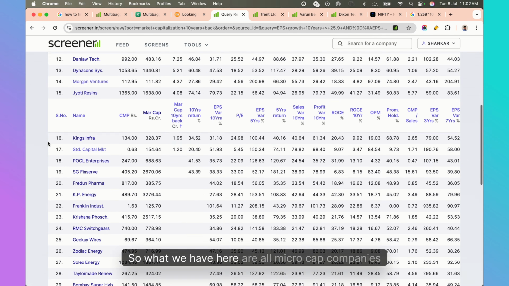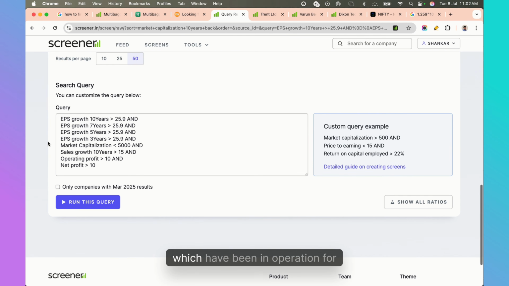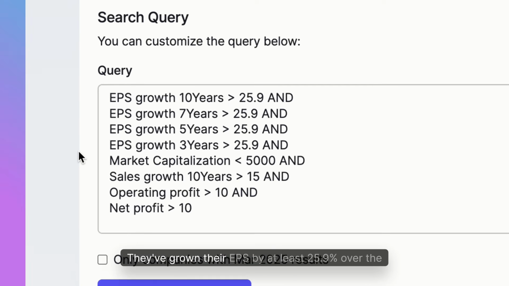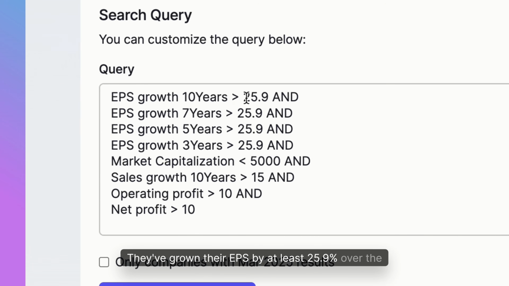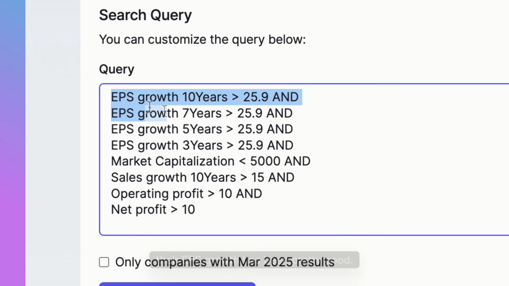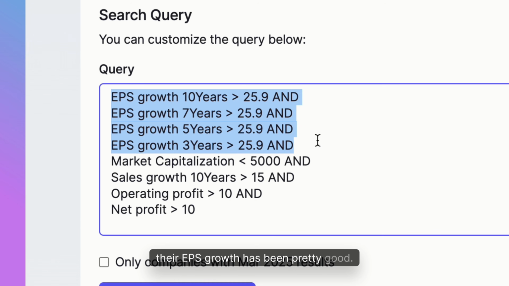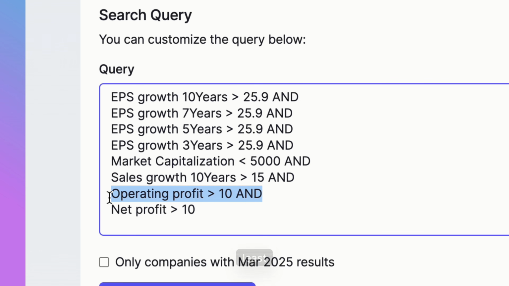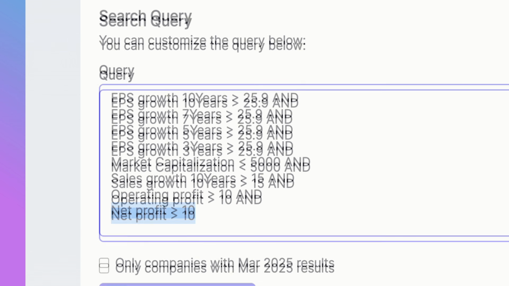So what we have here are all microcap companies which have been in operation for at least 10 years. They've grown their EPS by at least 25.9% over the last 10 years. And even in recent years, their EPS growth has been pretty good. They've grown their revenue by 15% or more in these last 10 years. They're profitable with an EBITDA and a PAT of at least 10 crores.